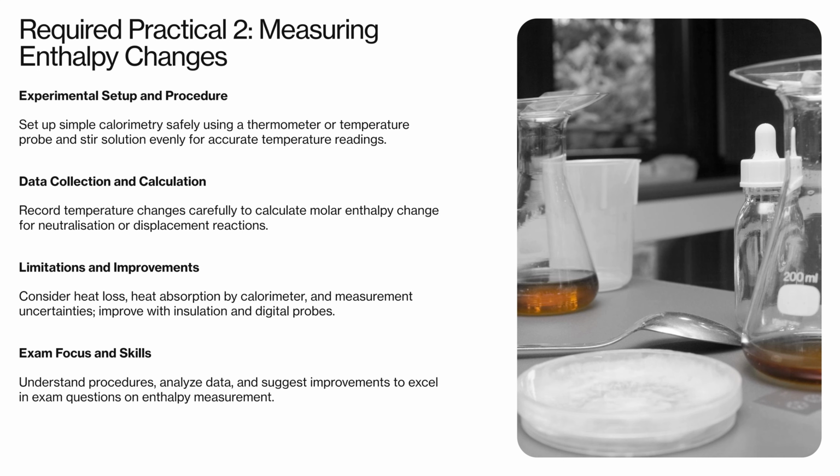Evaluation is a crucial component of this practical, with common limitations including heat loss to the surroundings, heat absorbed by the calorimeter, and uncertainties in mass and temperature measurements. Improvements might involve using a polystyrene cup with a lid, adding insulation, or using a digital temperature probe with data logging. Hess's law and enthalpy cycles.